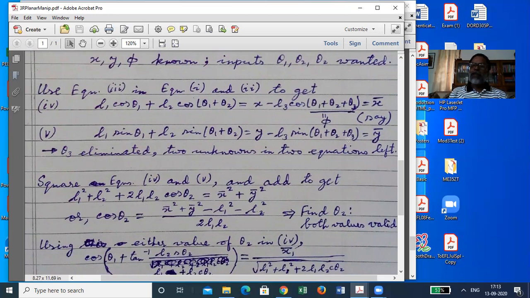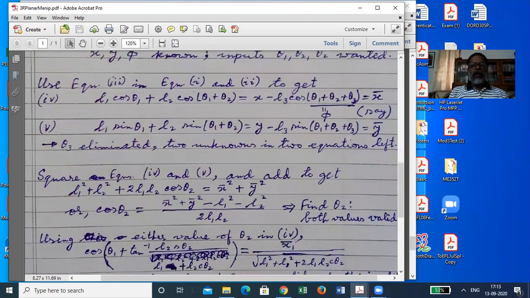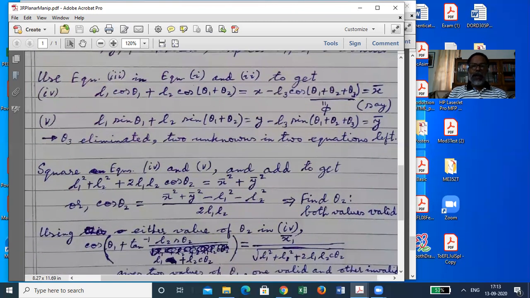For every other valid value, there will be two possibilities. Now, if you use one value of theta 2, correspondingly you will get one value of theta 1, which will be valid. And if you use the other value of theta 2, then you will get another value of theta 1. So, take one of the values of theta 2 and put it in one of the equations.